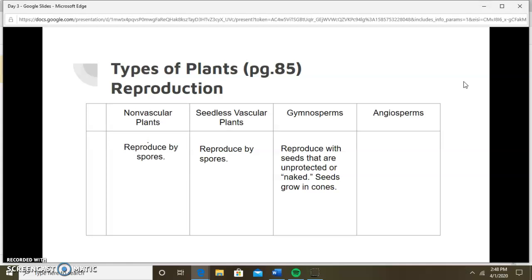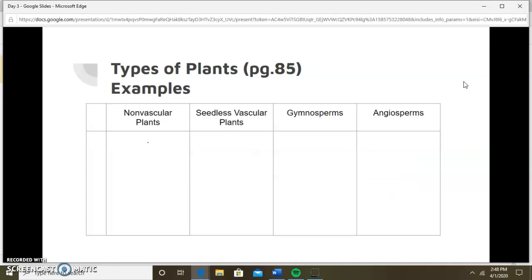So those cones that come from the evergreens or the Christmas trees are actually the seeds. And angiosperms reproduce with flowers and produce seeds that are protected by fruit. So if you see your lemons, they have seeds inside. Apples have seeds inside. Those are the seeds. So the fruit is actually protecting the seeds for reproduction.